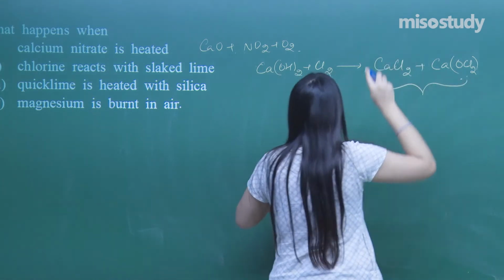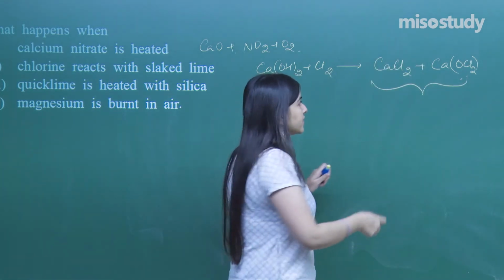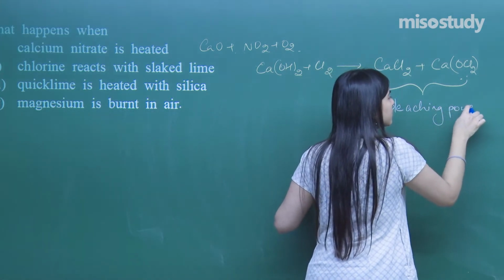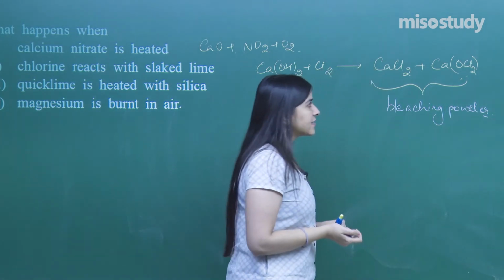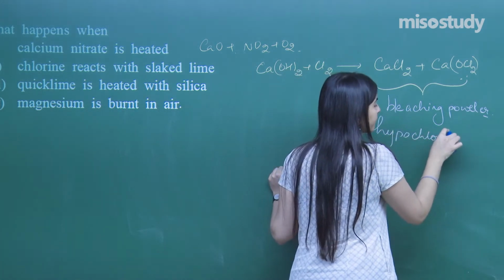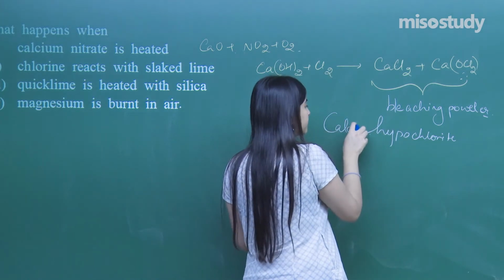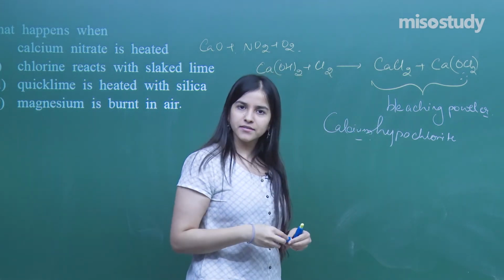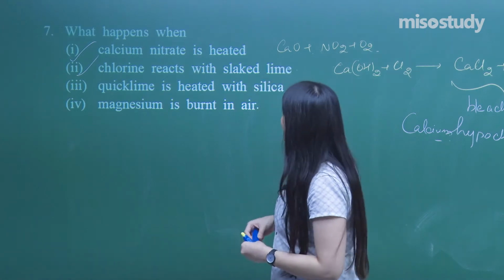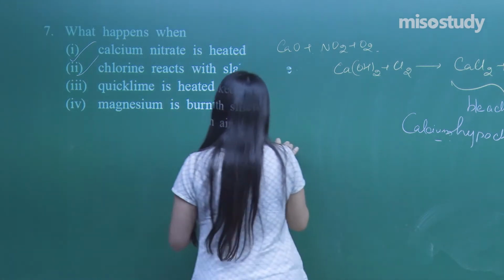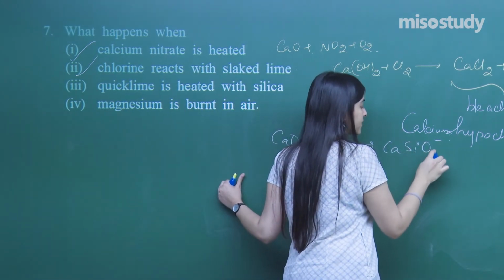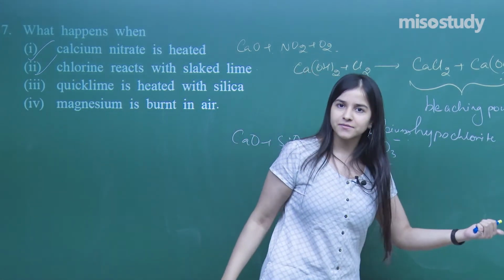And what is this? What mixture is this? Tell me. So, this is what? Bleaching powder. Yes, we have formed the bleaching powder. And this is calcium hypochlorite, right? This one, calcium hypochlorite. Clear? I hope that is clear to you. Okay, now, done. Quicklime is heated with silica. What do you get? CaO plus SiO2. It's a simple reaction, CaSiO3 we get. Calcium silicate. Clear?